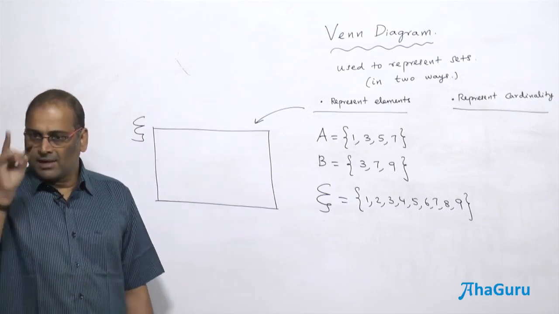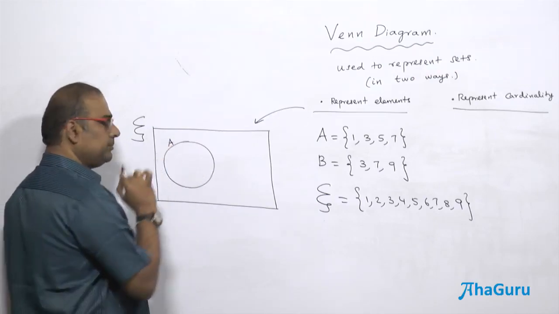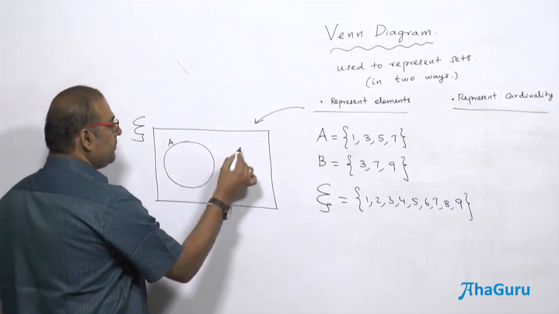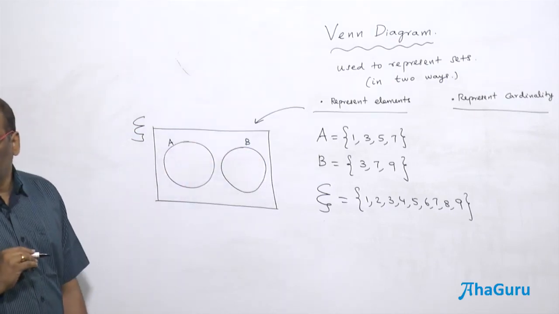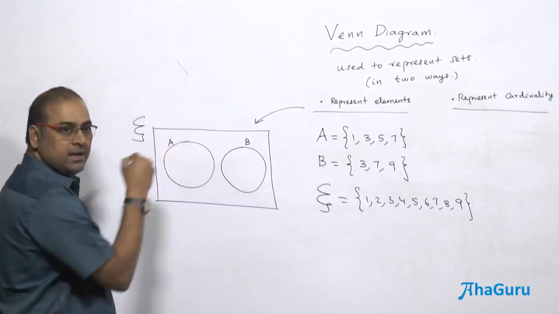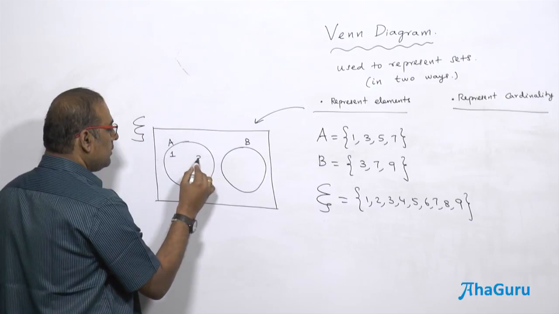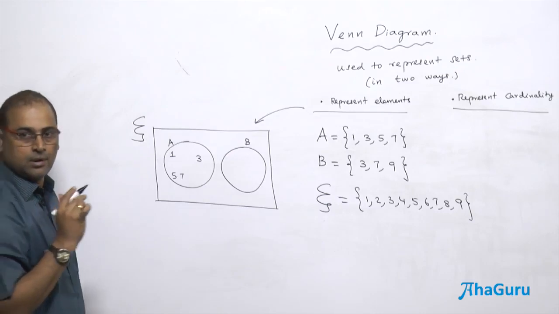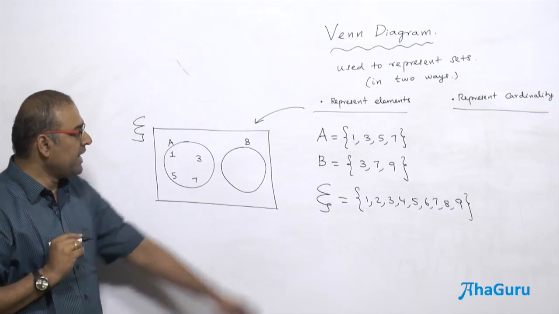Correct? The A is going to be something like a circle. We can call this A. Then I can have a B. You can put it anywhere inside. Suppose I am putting like this. Clear? Then this 1, 3, 5, 7 should be inside A, right? So you can write somewhere. It's better not to write closer, because then it will look like 57. So I am just scattering here and there. 1, 3, 5, 7.